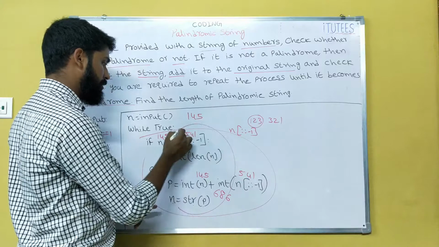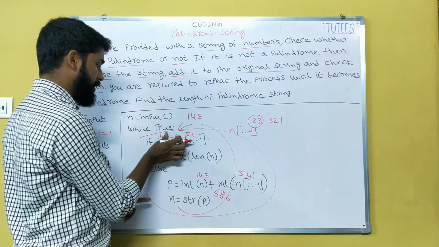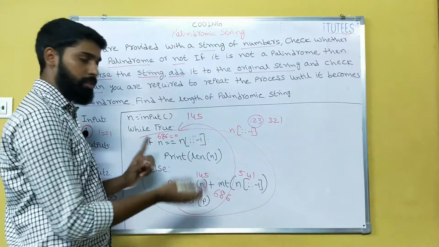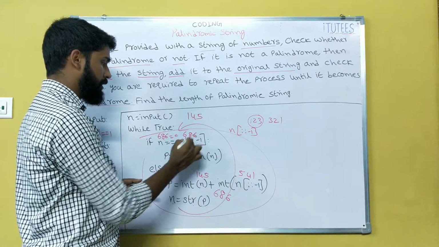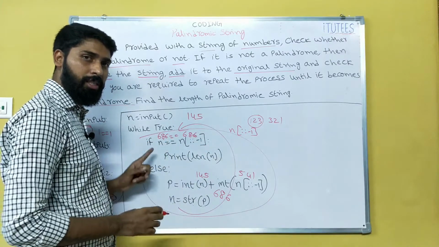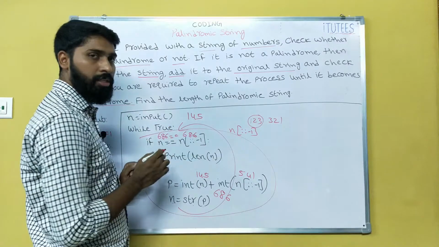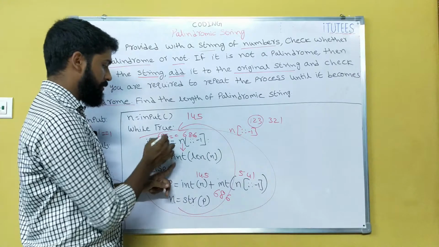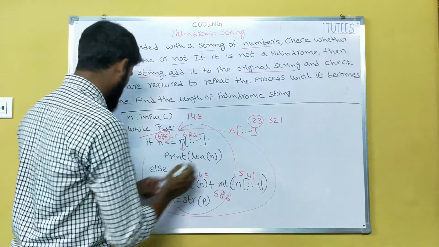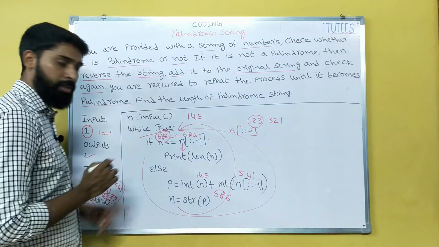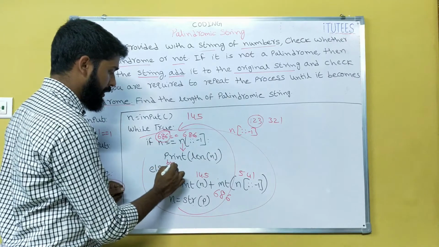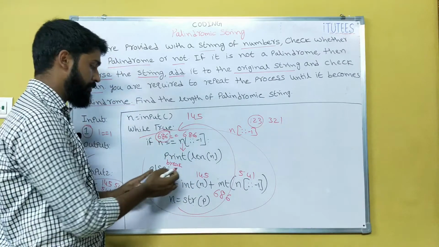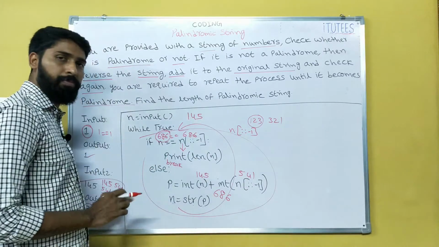So again we go to here. What is the N now? 686. So what is the reverse? 686. Yes, both are the same. So the string is palindrome and we enter into this block. Print the length of n. What is the length here? 3. So the output is 3. After that we can put break here. After printing the length of that n, we break from this loop.